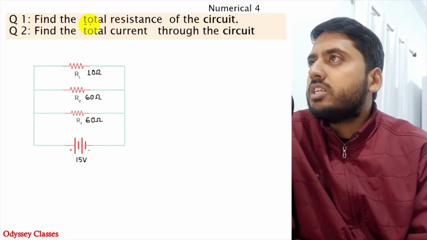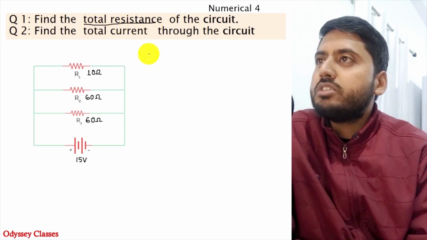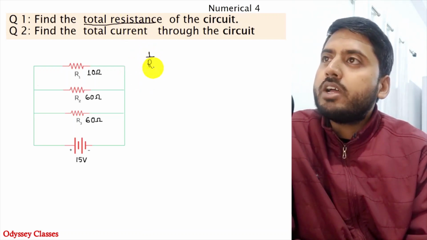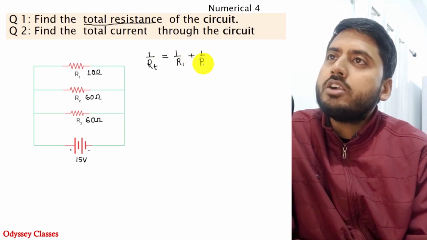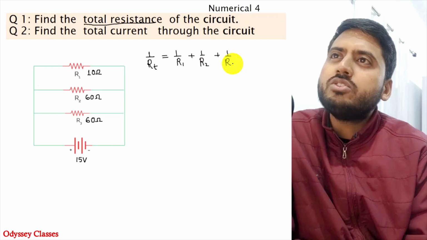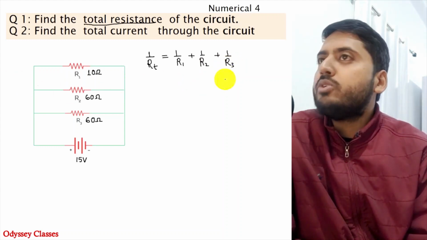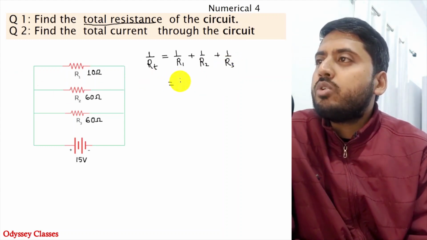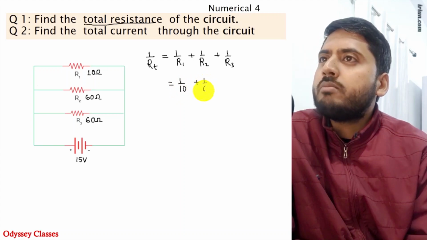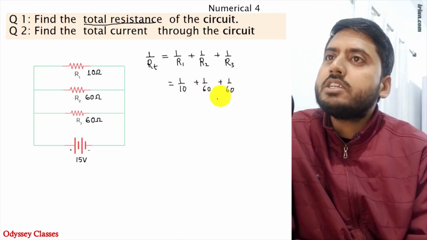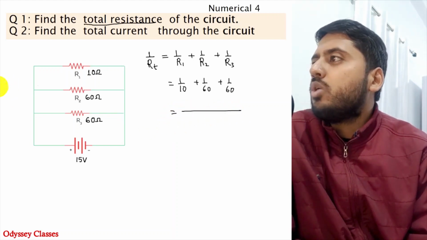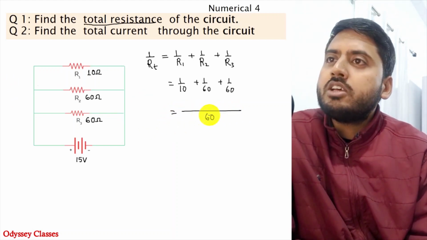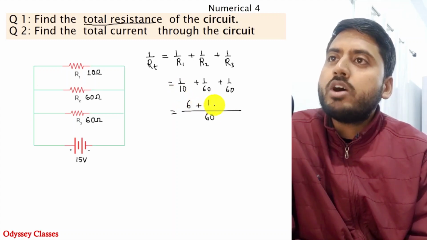Okay, now there's another way to solve the total resistance that we discussed earlier. We can use the direct formula to calculate total resistance, and we know 1 by RT is equal to 1 over R1 plus 1 over R2 plus 1 over R3. Let's put the values directly. This will be 1 by 10 plus 1 by 60 plus 1 by 60. The rest is all simple. We can take the LCM as 60. So 10 times 6 is 60. So I'll write this as 6 plus 1 plus 1.